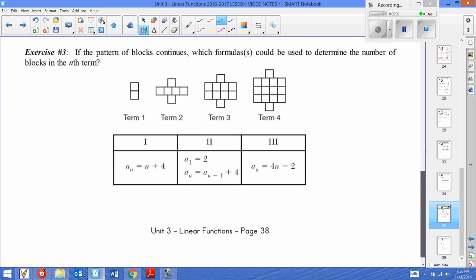If the pattern of blocks continues, what formulas could be used to determine the number of blocks in the nth term? Okay, this is a little weird. They haven't set anything up in a table for me, but I think I'm immediately going to put my stuff in a table because tables have been very helpful for us up till this point, and I don't see why we shouldn't. So we usually look at the term. So what term is it? And we're looking at the what? The number of blocks.